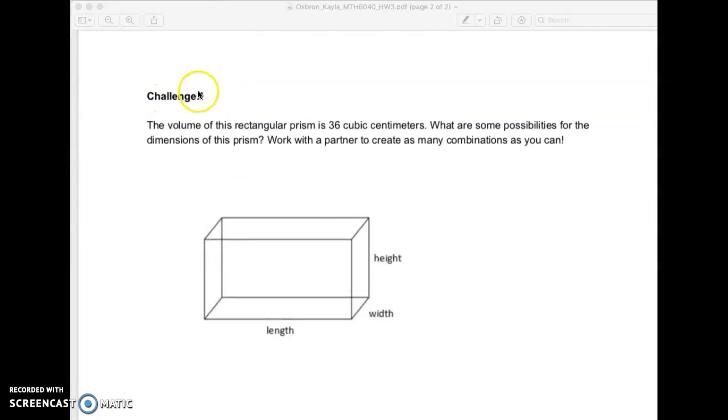Like I said, I labeled this as a challenge problem, so this would be that extension for students who need a little extra push and are ready to actually start manipulating some of the concepts.